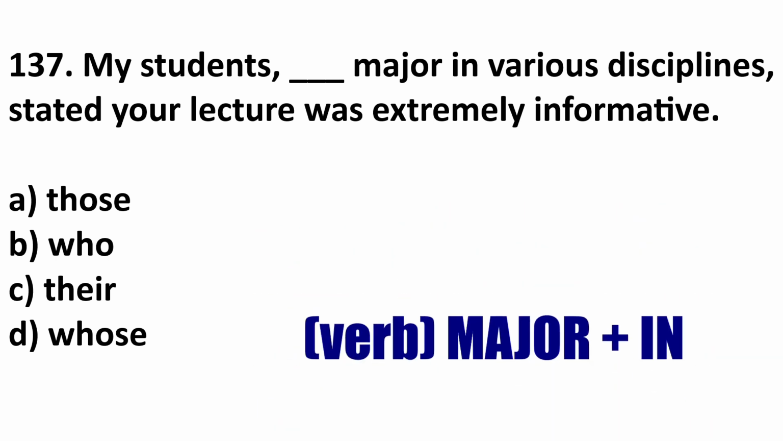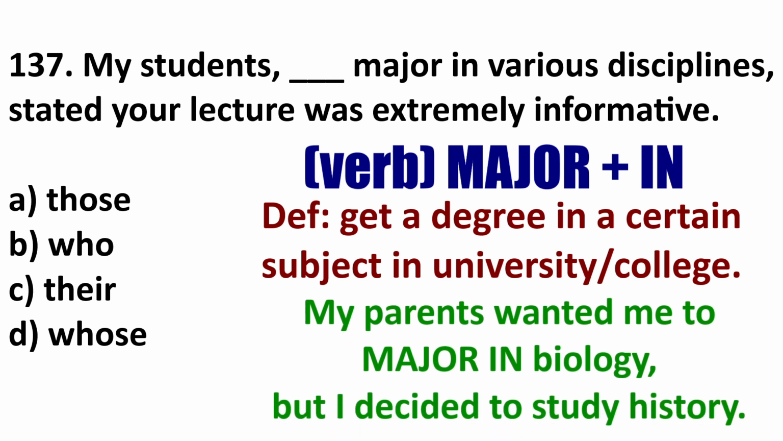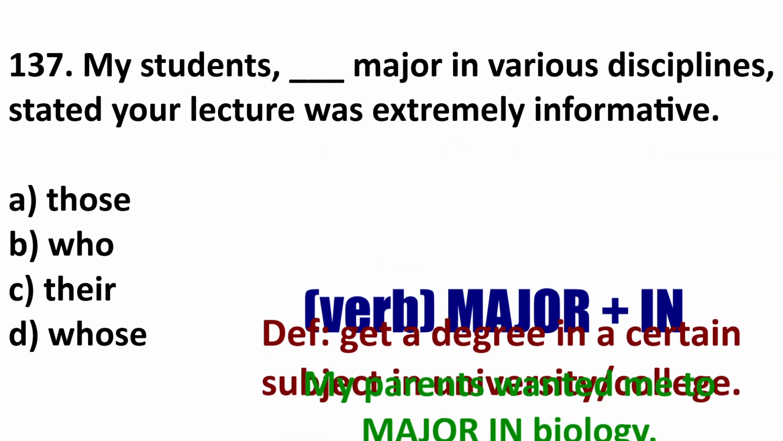The first is major. Now major has a couple meanings in English. As a verb, major in something is to get a degree in that topic or to study this at university. For example, at university, my parents wanted me to major in biology, but I decided to study history instead. So notice I'm using it as a verb there. And the form is a student majors in subject.